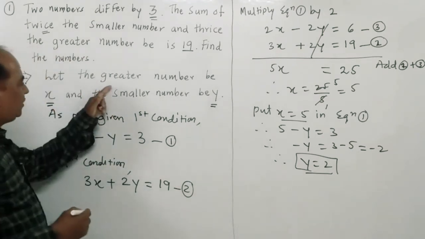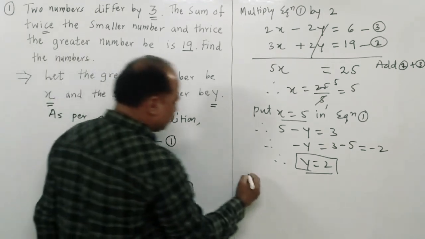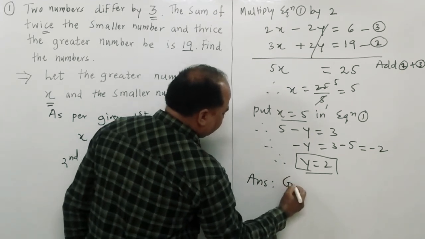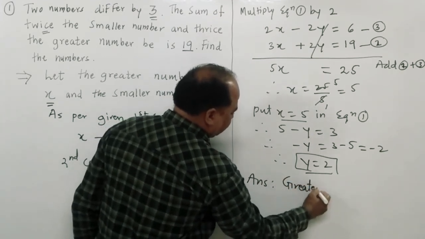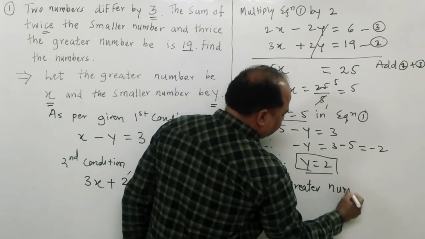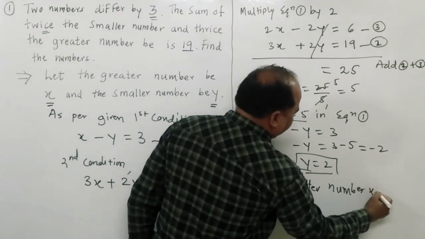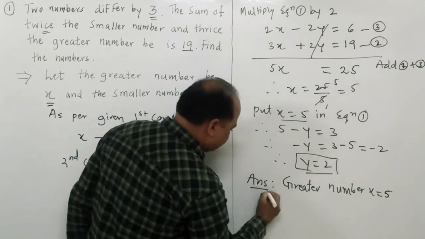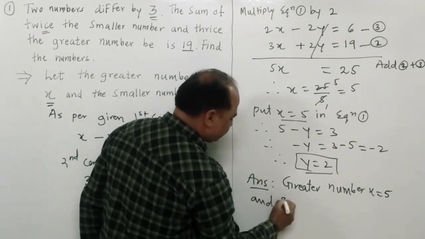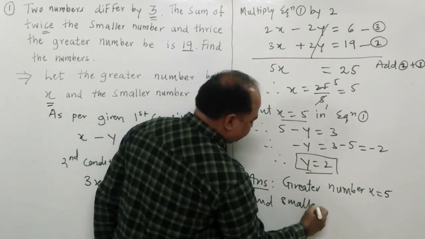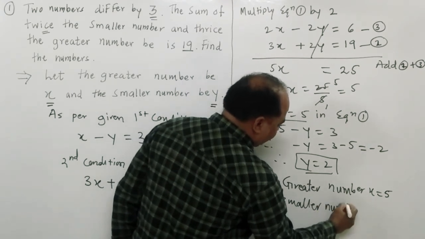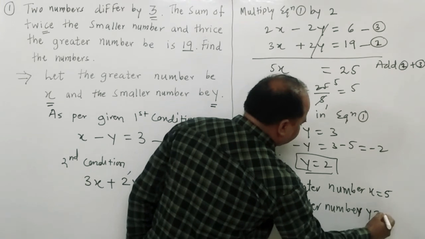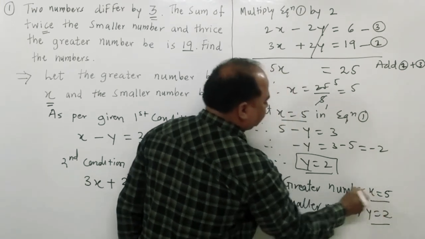So y is 2 and x is equal to 5. Therefore our answer: the greater number x is equal to 5 and the smaller number y is equal to 2.